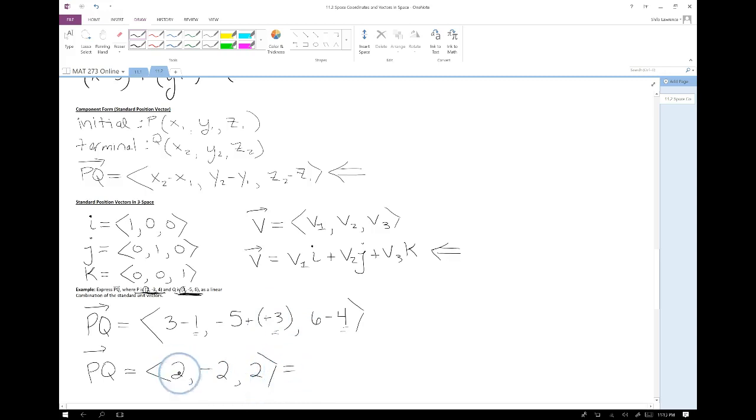And we can also write it as standard unit vectors just by using those components as coefficients. So this also can be written as 2i. This has a negative component, which means we're going to write it as subtraction. We also could write it as plus a negative 2j, but that's the exact same thing as subtract 2j, and then plus 2k.